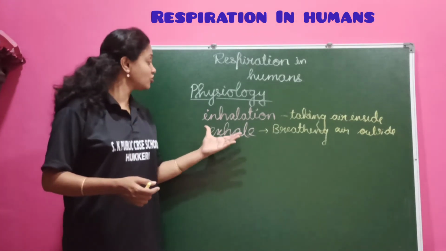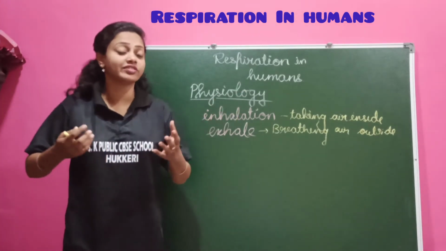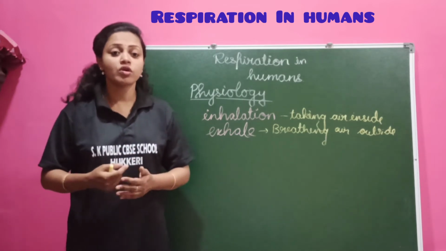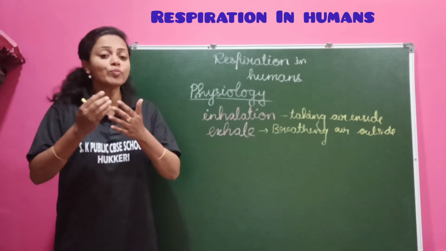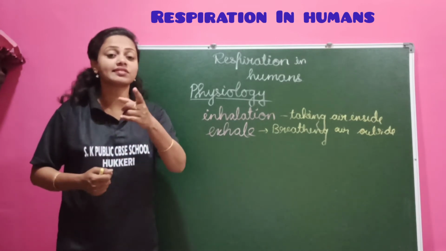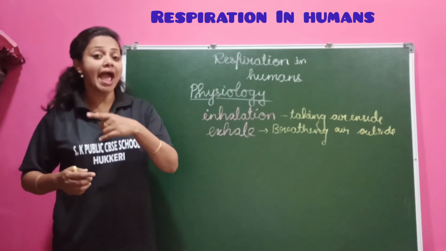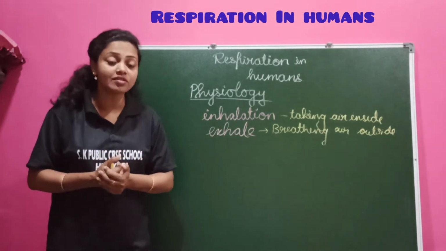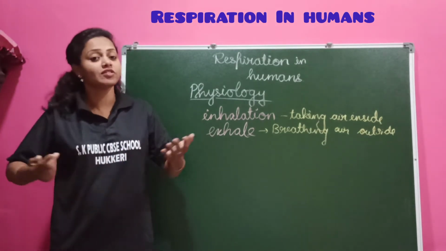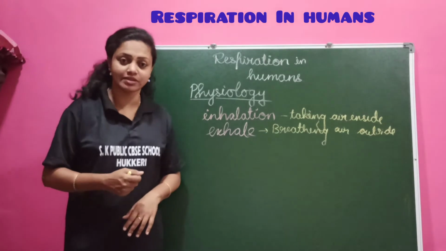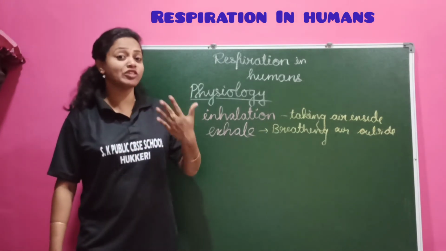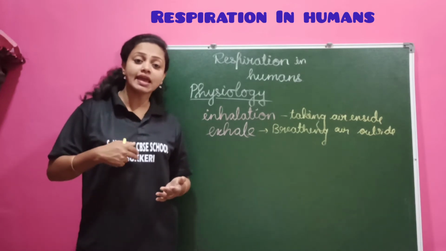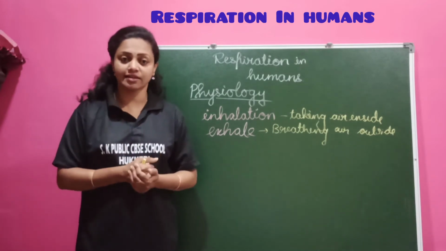In exhalation, what is the physiology of the diaphragm and lungs? The diaphragm relaxes and becomes dome-shaped again. The chest cavity contracts due to the action of intercostal muscles situated in the chest cavity. The volume inside the lungs decreases, the pressure increases, and the air is forced out of the lungs.